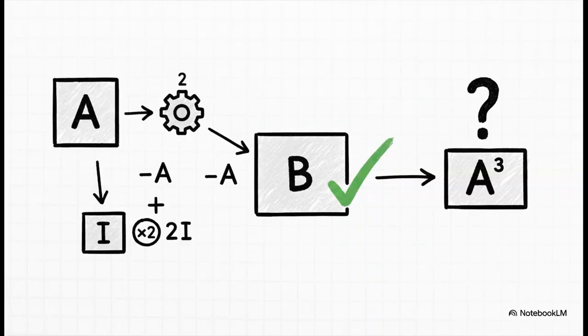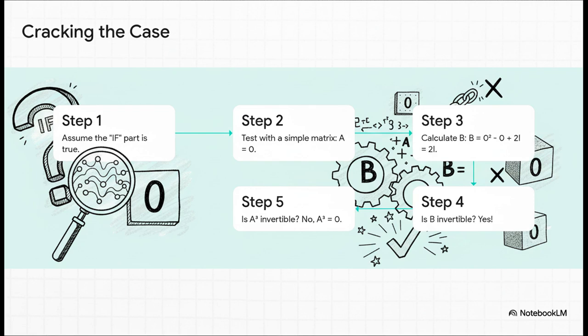So here's the statement. It's another one of those if-then deals. It claims that if this specific combination, A squared minus A plus 2 times the identity matrix, is invertible, then A cubed has to be invertible too. Okay, the best way to test an abstract claim like this, pick the simplest, most boring case you can possibly imagine. So let's just say A is the 0 matrix.